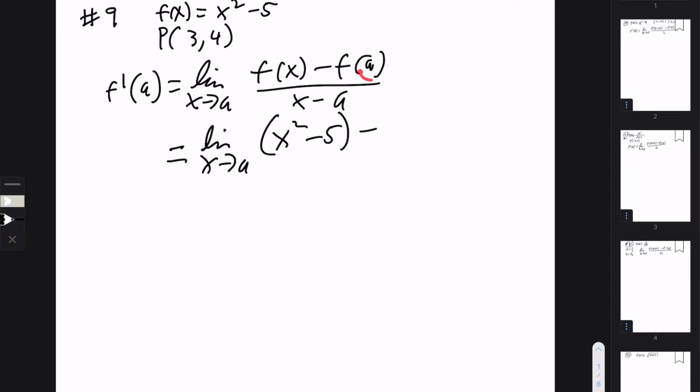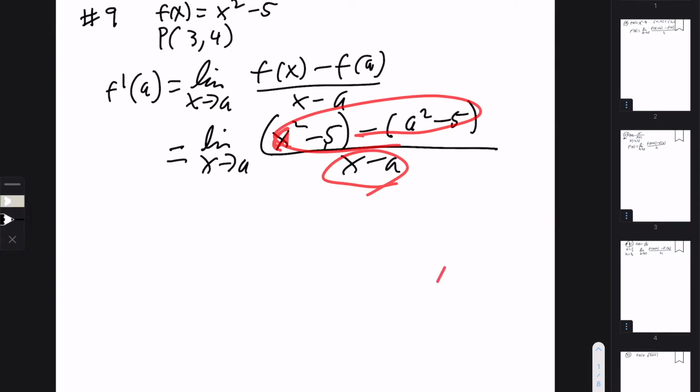Minus, this says place a into the function and subtract it. So make sure you put it in parentheses because you have to subtract all of that. So that negative needs to be distributed. All over x minus a. And real quickly, if you put a here, that's going to be 0, that's going to be 0. So 0 over 0 is indeterminate. So you need to factor and cancel or do something different.